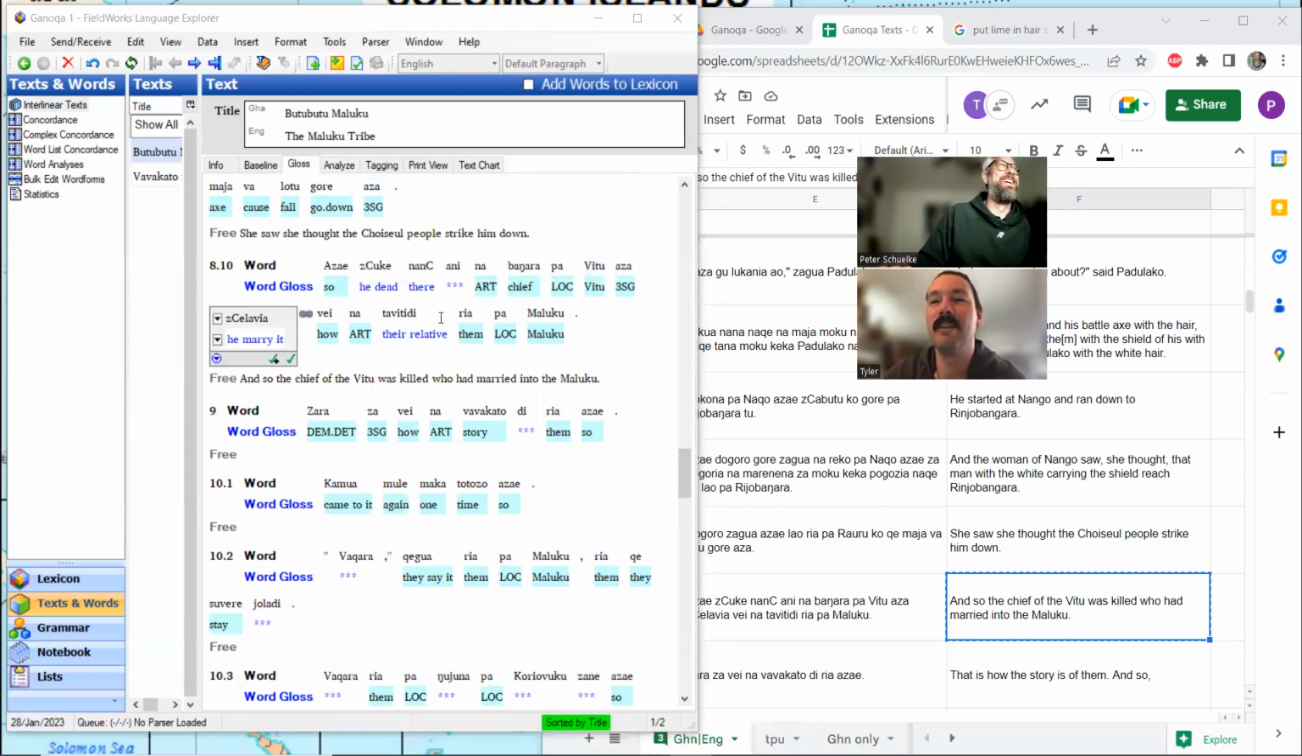Glasses, man. Okay. This Vena is interesting. It looks like a relative pronoun here. Where are we? Zelavia Vena, the one who had married into the Maluku. They're relative of those of the Maluku. In 810. Yeah, it really does.